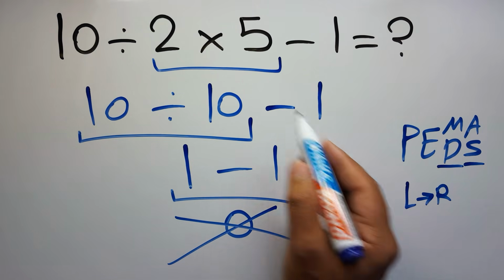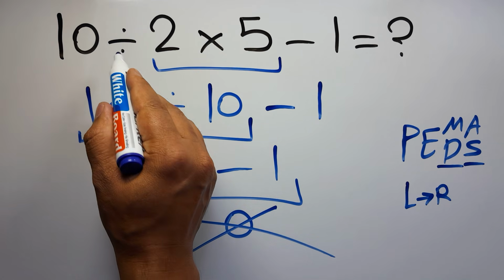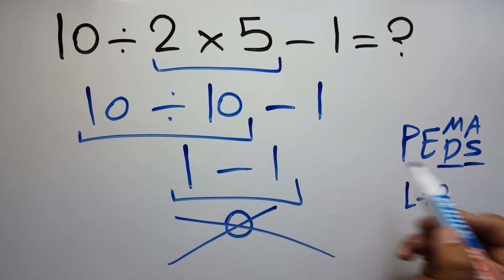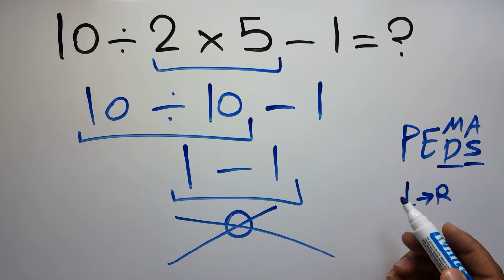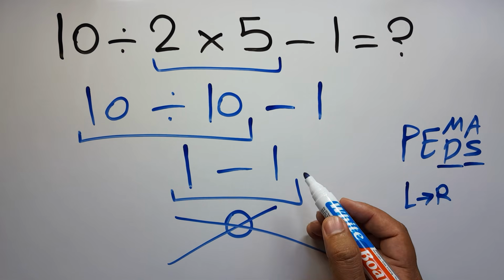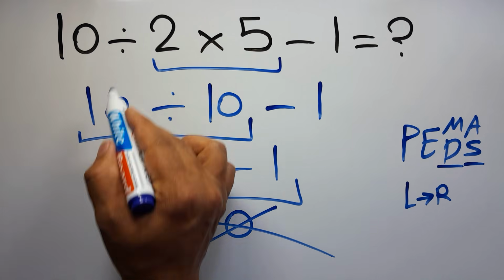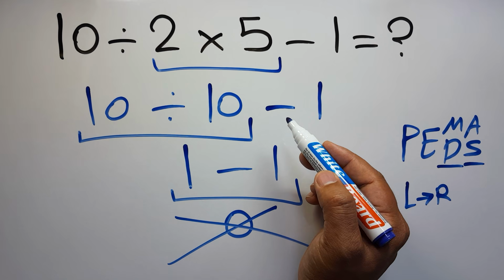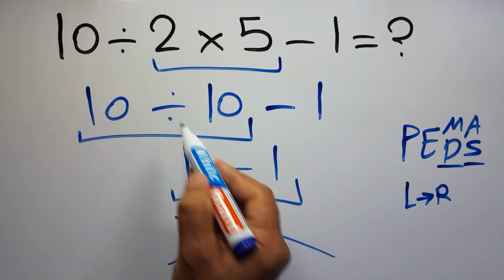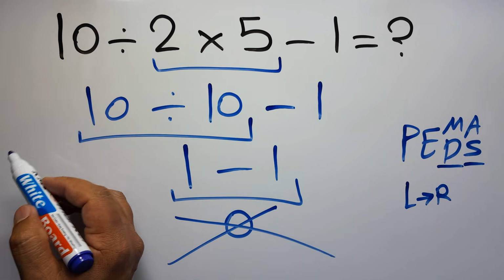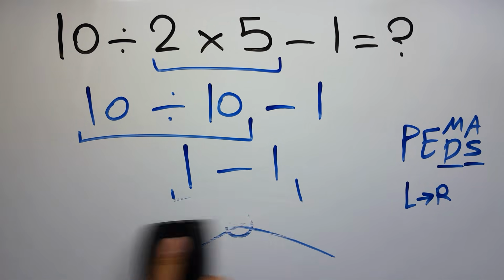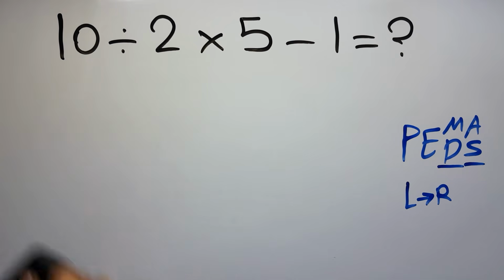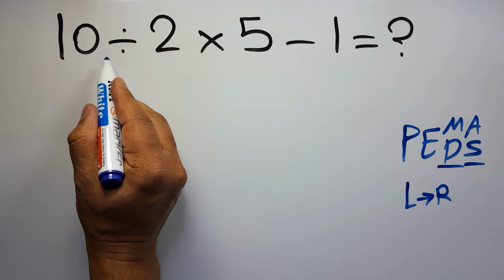According to PEMDAS, multiplication and division have higher priority than subtraction. And as I said, multiplication and division have equal priority and we have to work from left to right. So therefore, first we have to do this division, then this multiplication, and finally this subtraction. If we do this multiplication before this division, it is wrong. So first we have to do this division.